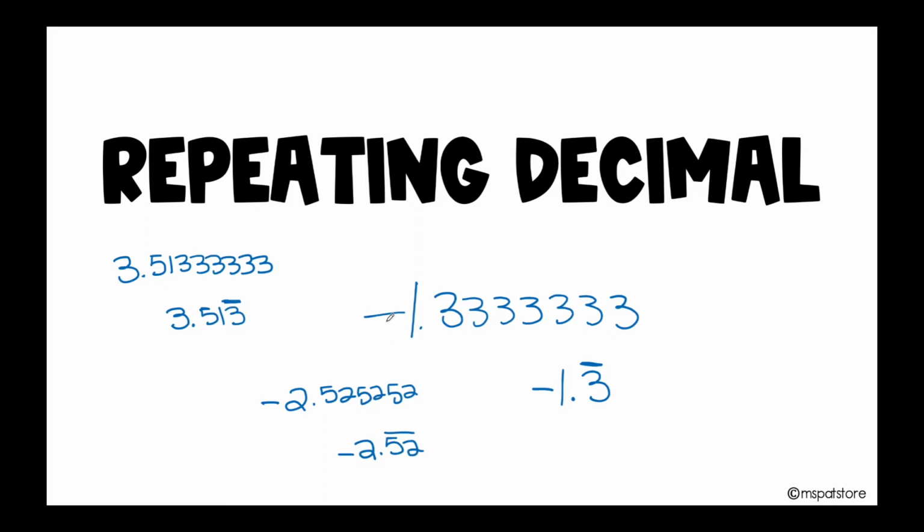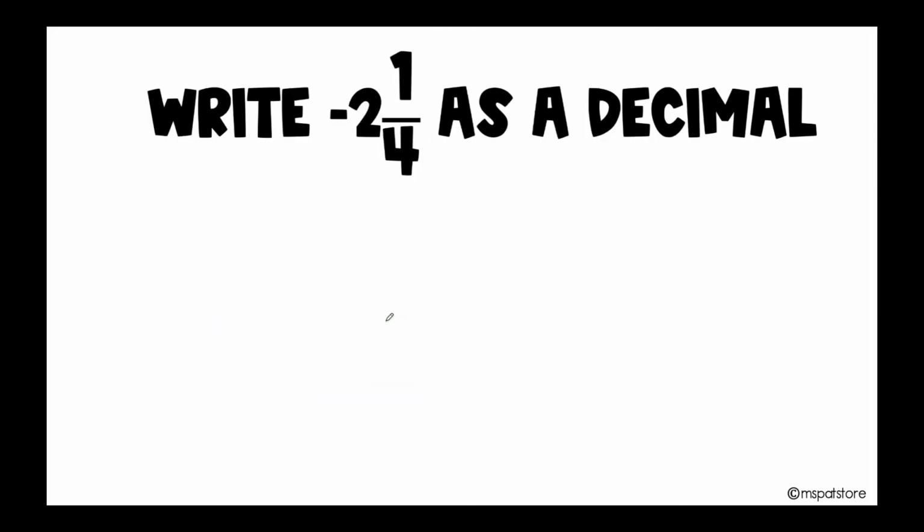Okay? So, as you know, today we're going to be writing fractions and also mixed numbers as decimals. So let's take a look at this first example. Write -2 1/4 as a decimal. So the first thing that you need to do is to change this mixed number into an improper fraction, okay? So let's see. If I find the absolute value, it will be 2 1/4, but I'm going to convert the mixed number.